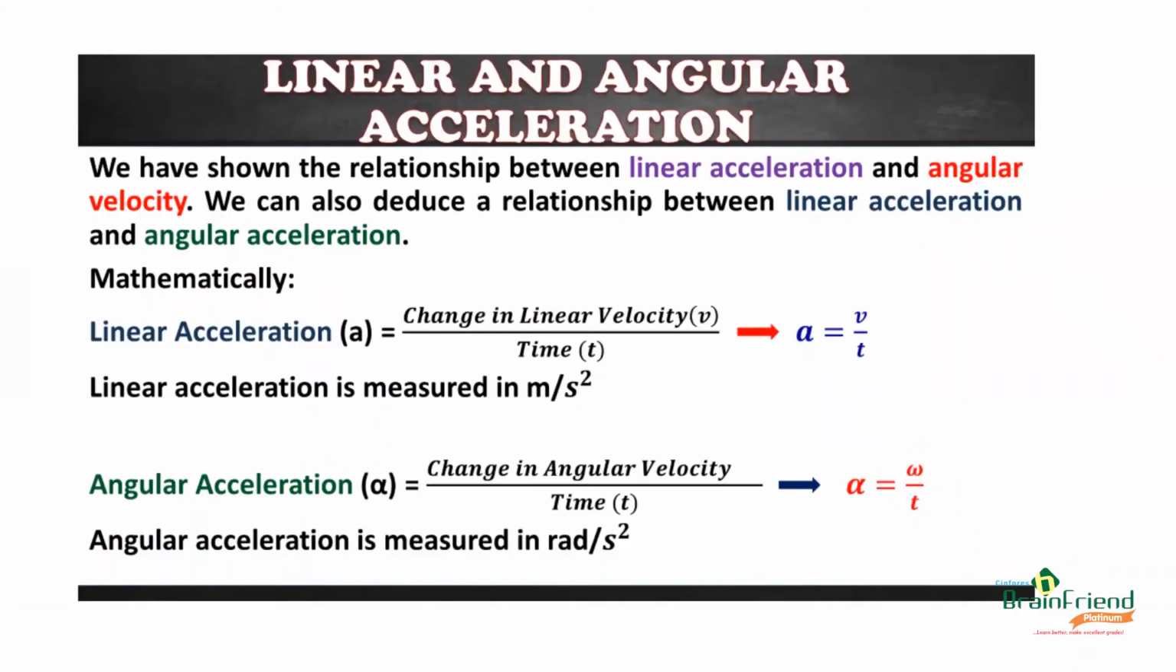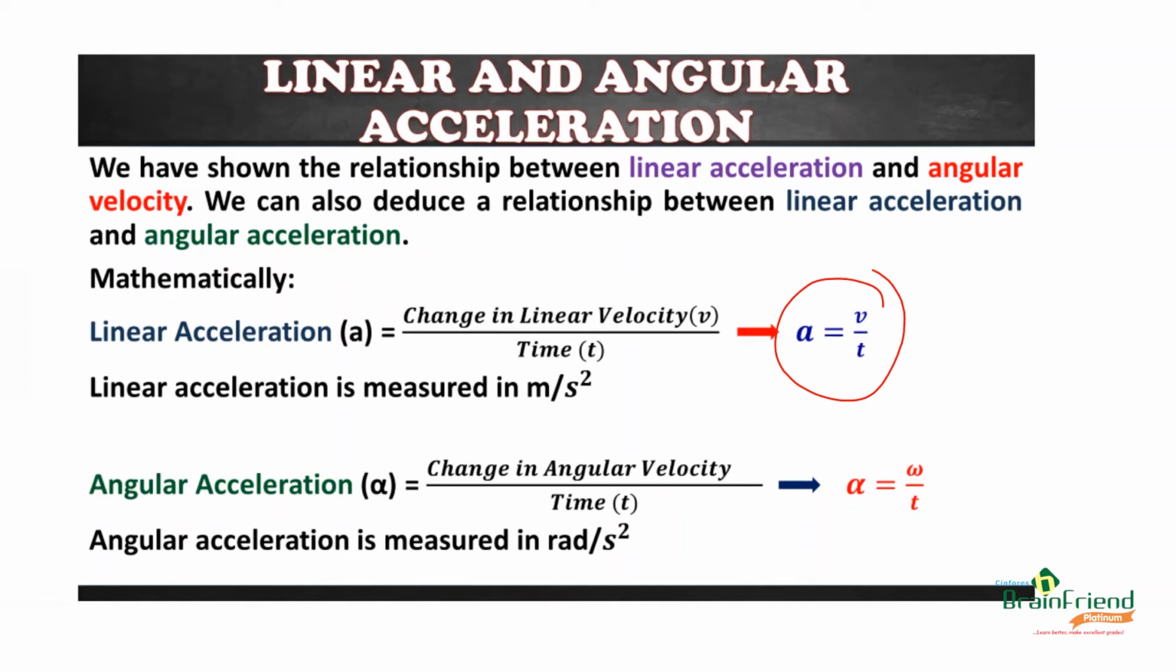So far, we've established a relationship between linear acceleration and angular velocity. Let's go on to show the relationship between linear acceleration and angular acceleration. Mathematically, linear acceleration a is equal to change in linear velocity over time, which can be written as a equal to v over t. Linear acceleration is measured in meters per second squared.